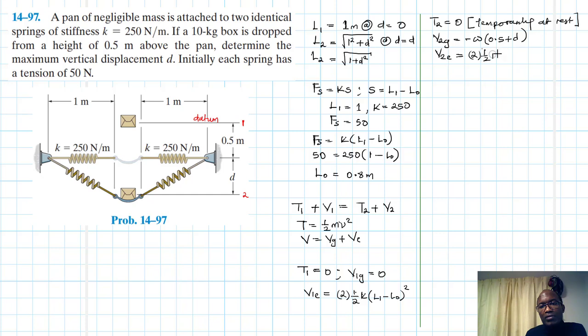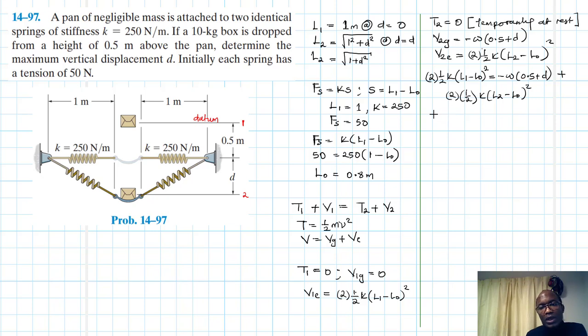And then in V2E we have 2 times one half K, L2 minus L0 squared. Let's write the whole equation. So we have 2 times one half K, L1 minus L0 squared, equal to minus W times 0.5 plus D, plus 2 times one half K, L2 minus L0 squared.